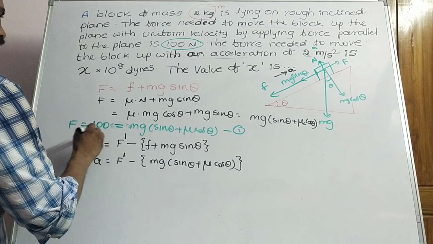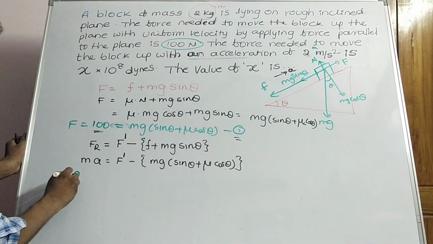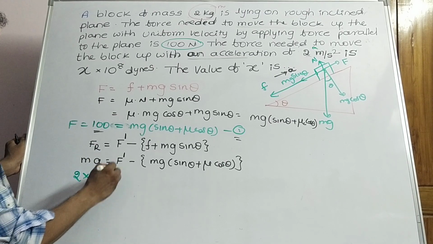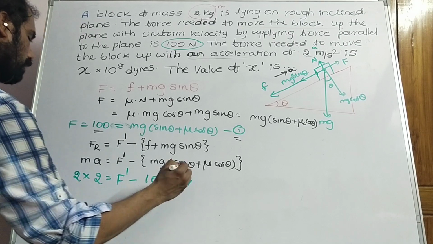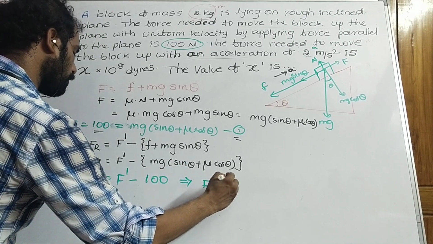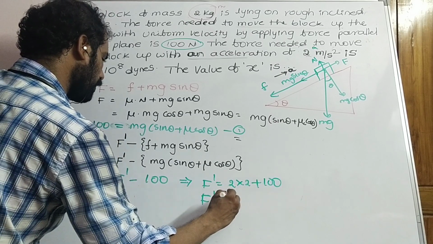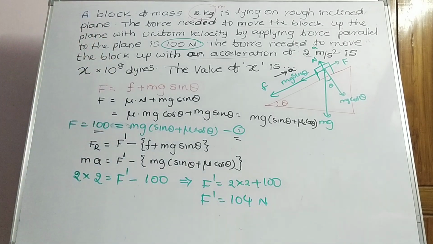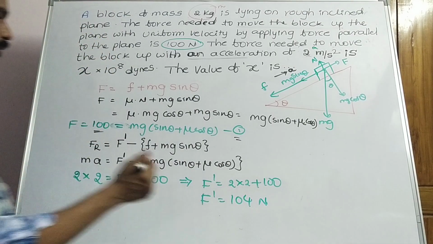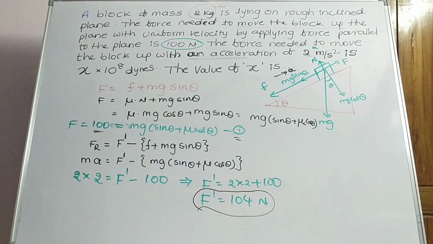Now that value will be 100. See here, from expression number 1, that can be replaced. And the mass of the block is 2 kg. 2 into acceleration 2 meters per second square is equal to F dash minus 100. That implies F dash is equal to 2 into 2 plus 100. Then F dash is equal to 104 Newton. F dash is equal to 104 Newton will be the answer. Okay, right.